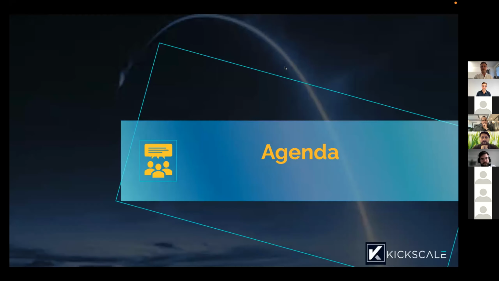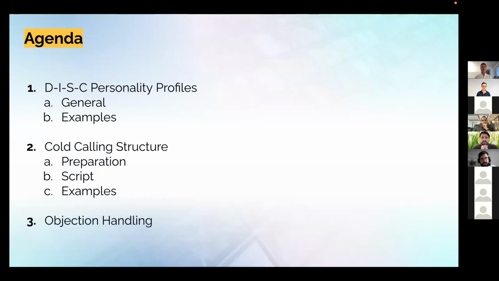So a little bit about the agenda for today. First, we're going to start talking a little bit about the DISC personality profiles. And I'm going to give you some examples. And we're also going to do it together, looking at different profiles and see if we can identify the different personalities. Then we're going to talk about the cold calling structure. And I prepared some nice scripts and examples for you guys. And in the end, everybody knows objections, and we're going to talk about how to handle them.